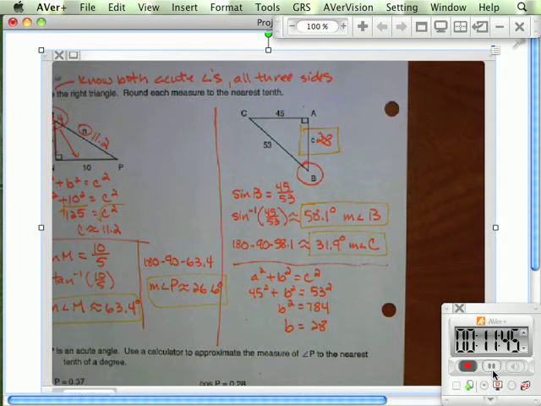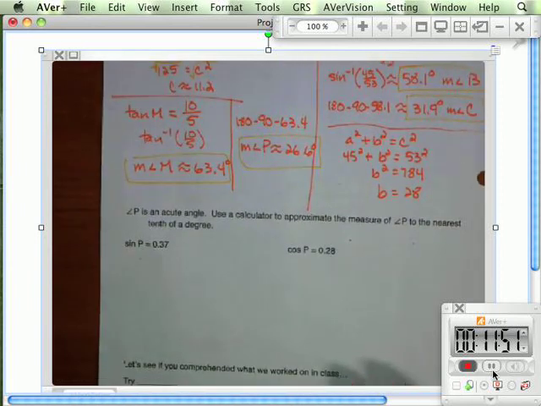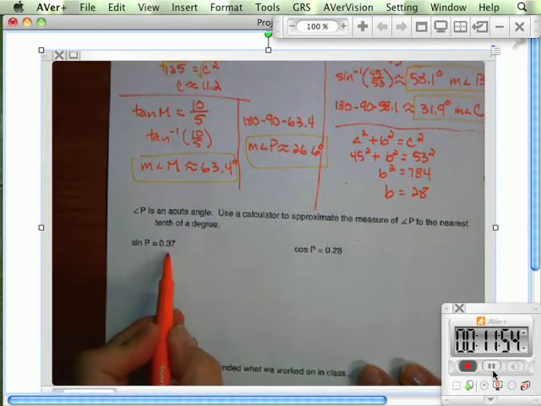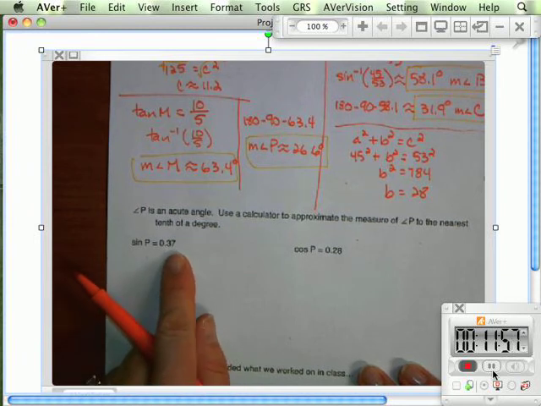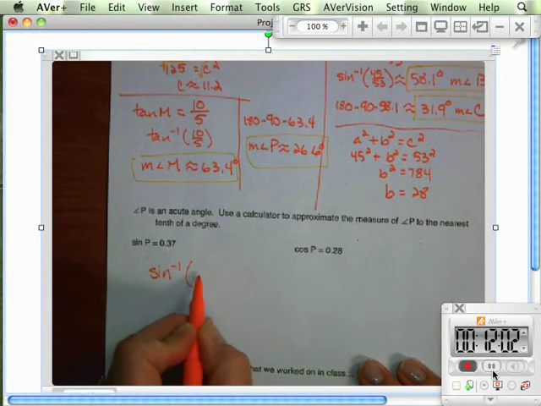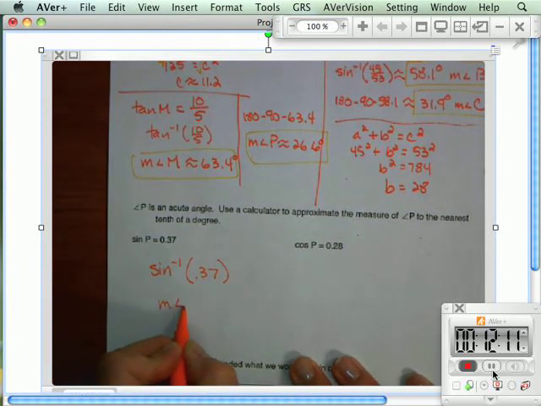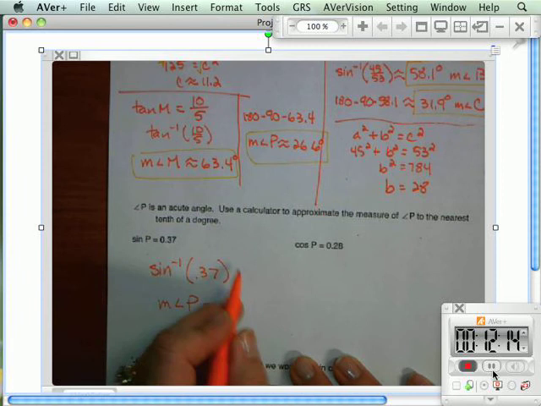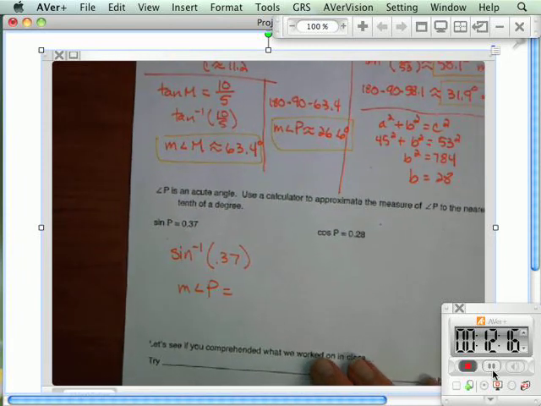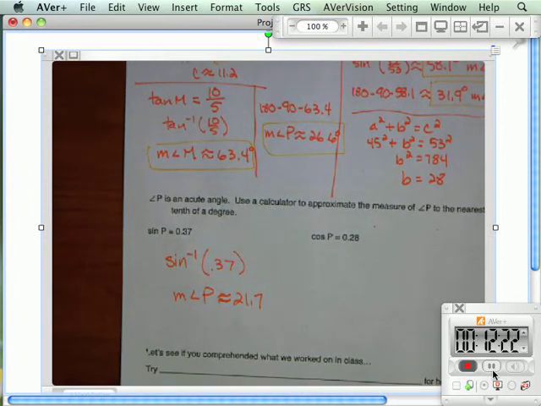Okay? All right, this last part here is really very simple. Again, it's just using your calculator. It's just saying, okay, I want to know how big angle P is if I gave you the ratio as a decimal. So you just go to your calculator, use the inverse, and put in 0.37 instead of a fraction. You're just using a decimal instead of a fraction. So the measure of angle P is equal to whatever this is. It should be rounded to the 10th, it should be 21.7. So you just do it on the calculator.